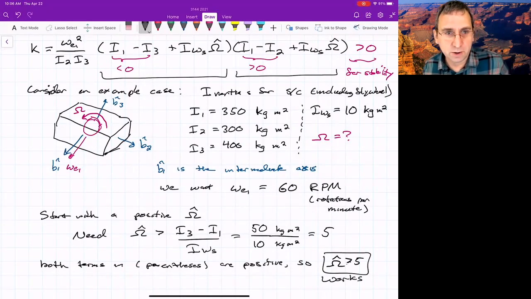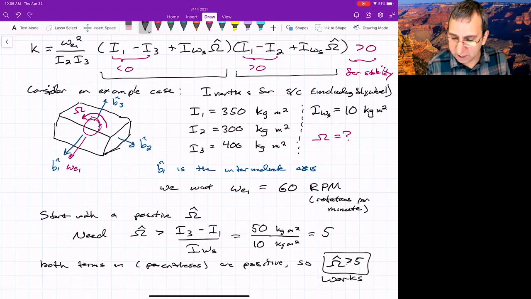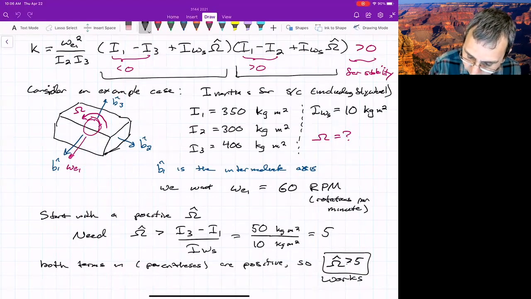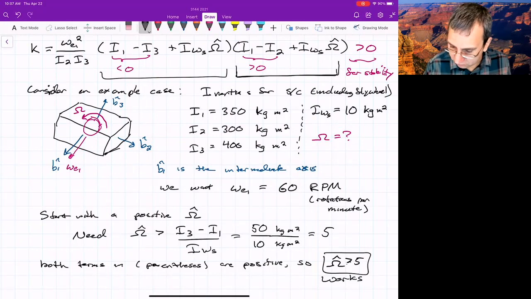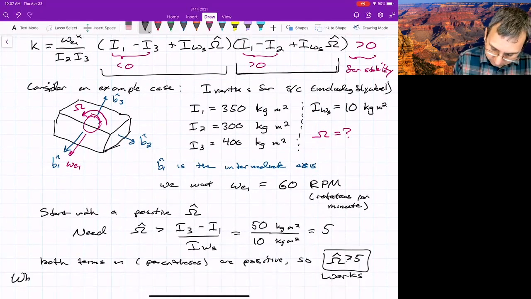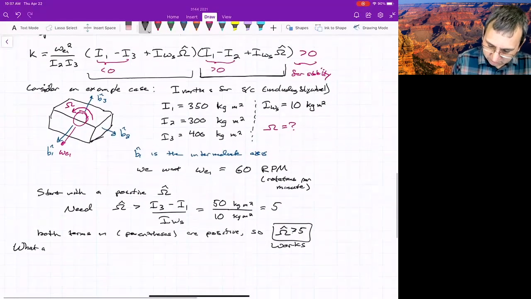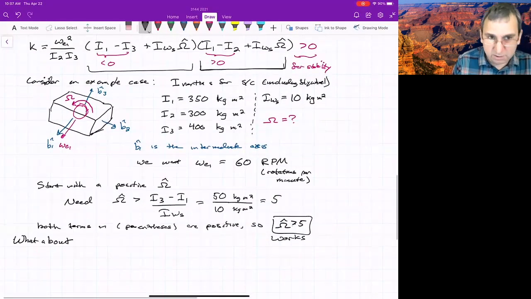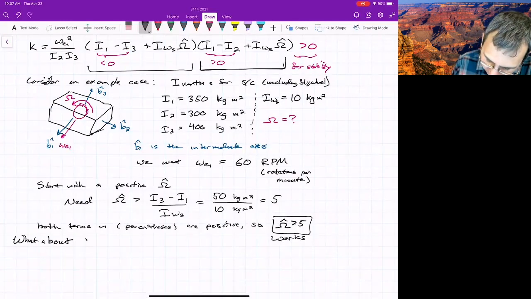That's not the only one though, right? I could have chosen the case where both are negative. If I want both of these to be negative, then the one I need to focus on is this right one, because this is positive. This first term, I1 minus I2, is positive. So I'm going to have to pick omega hat so that it becomes negative. Run out of room. Oh, I can just do this. Smaller on the screen for you. Sorry. What about negative omega hat?